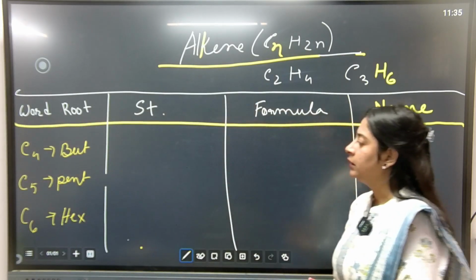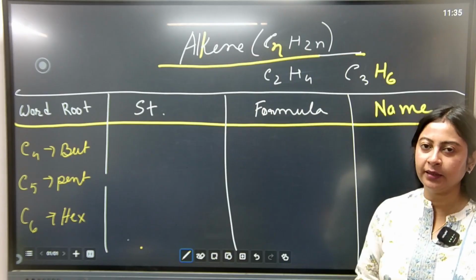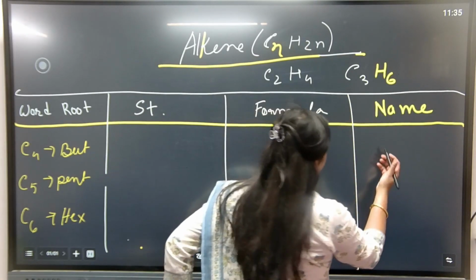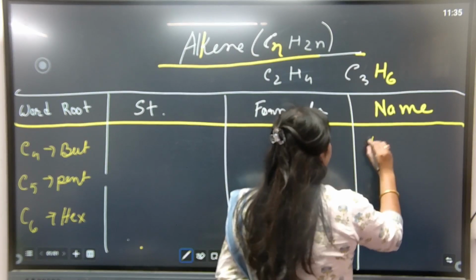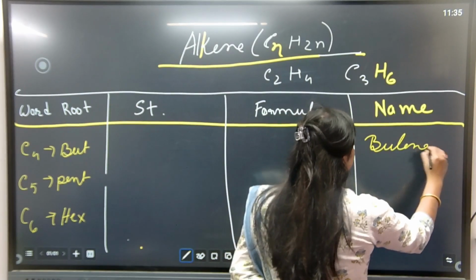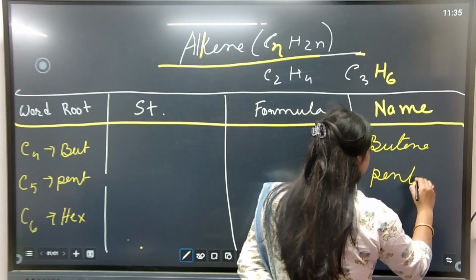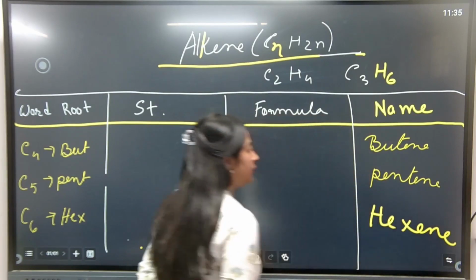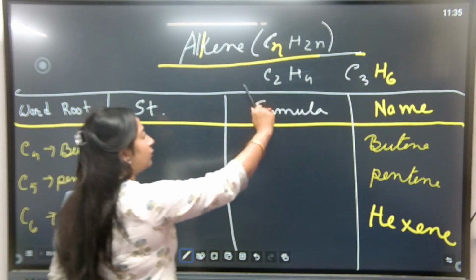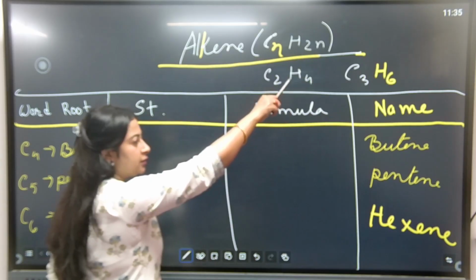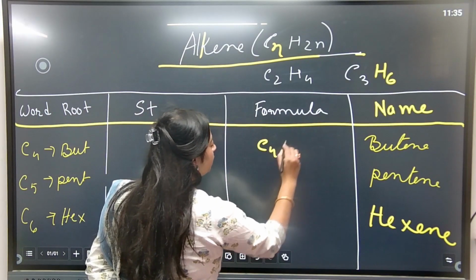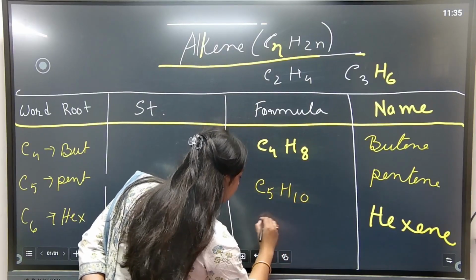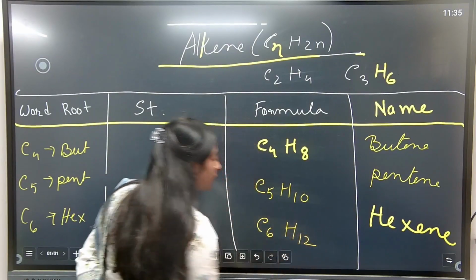All right. So what will but become? But becomes butene, pentene. Have you ever heard the name pentene? Yes, one of the ingredients in our cosmetics. Butene, pentene, and hexene. So what is the formula? Place it here. C4, 4 twos are 8. This will be C4H8, C5H10, C6H12.